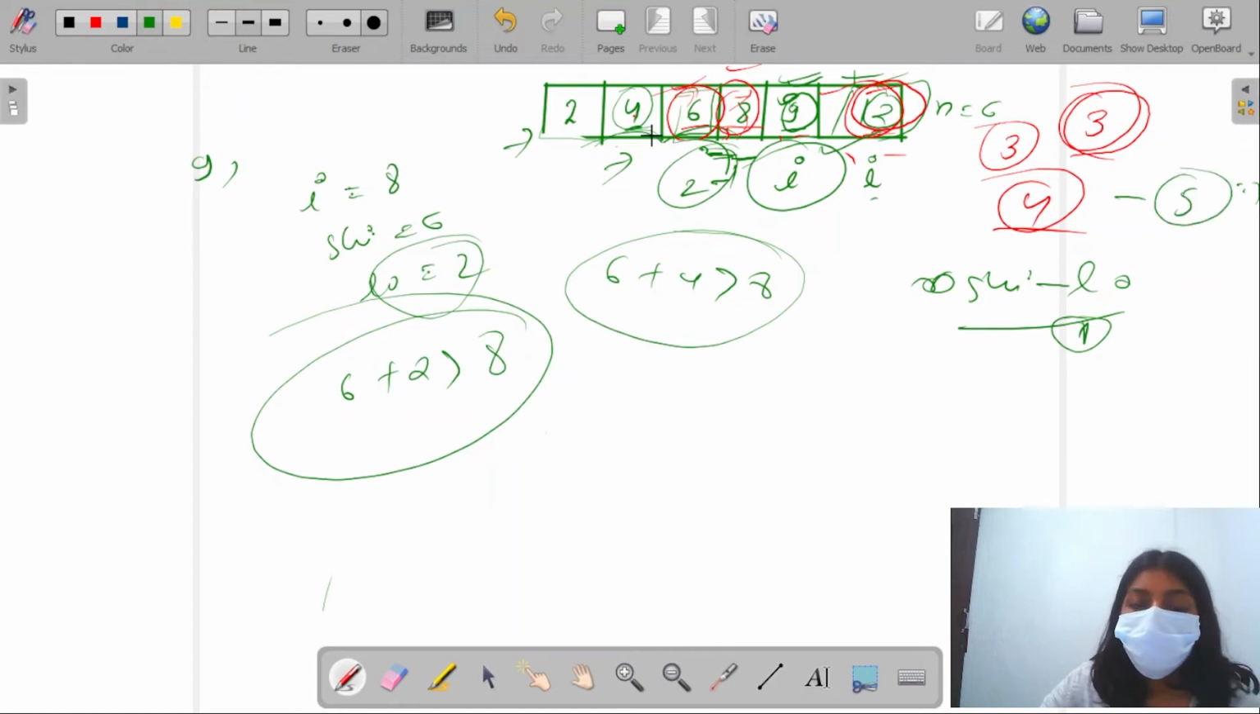Now what do I do? I again increase my low, which is not possible, because here my lowest and second highest become equal to each other. So I don't do this. I now just see, can I decrease my second highest?